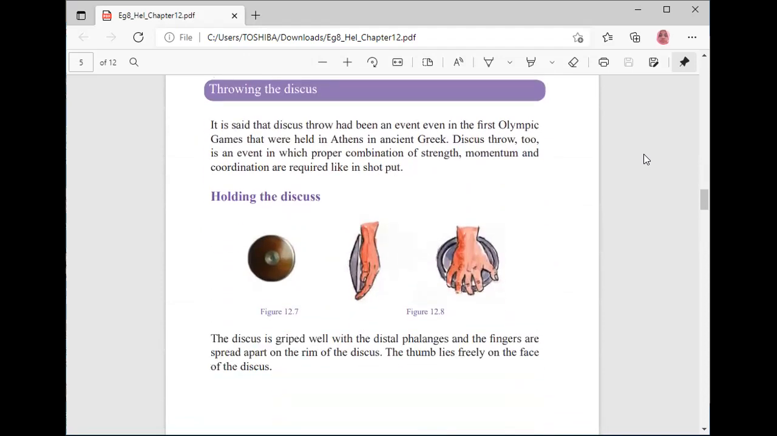Throwing the discus. It is said that discus throw had been an event even in the first Olympic Games that were held in Athens in ancient Greece. Discus throw too is an event in which a proper combination of strength, momentum, and coordination is required, like in shot put. So these are the three images. See the discus, and then how you should hold it.